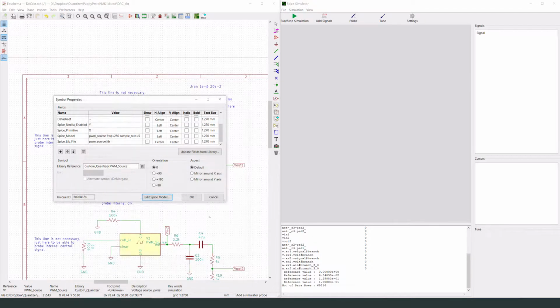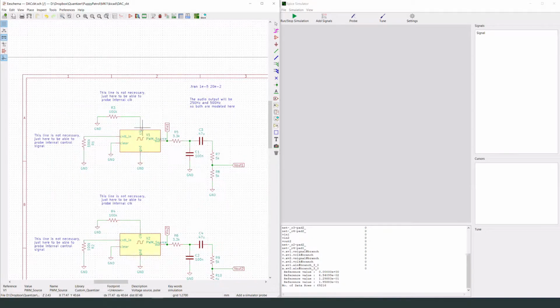So we have that as our sub-circuit in here, and we created this symbol. And these two outputs right here, they're not necessary.